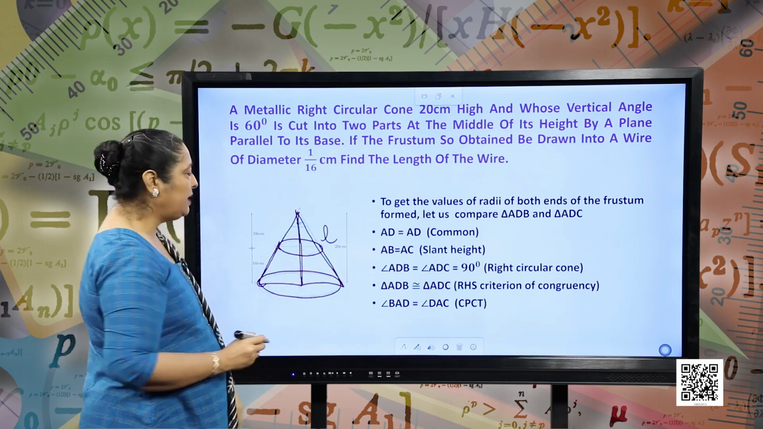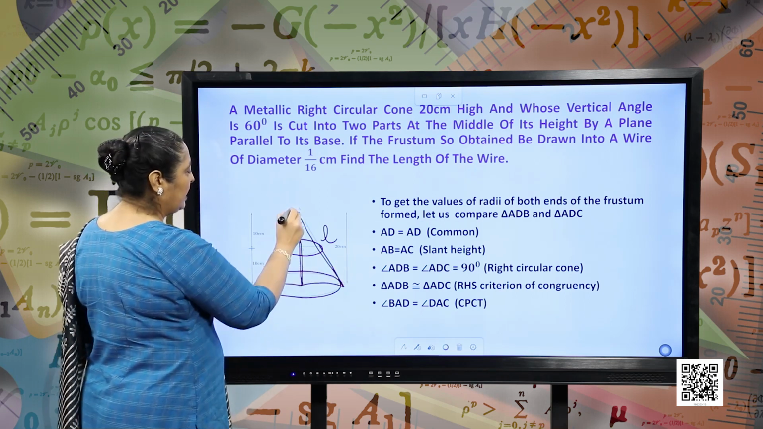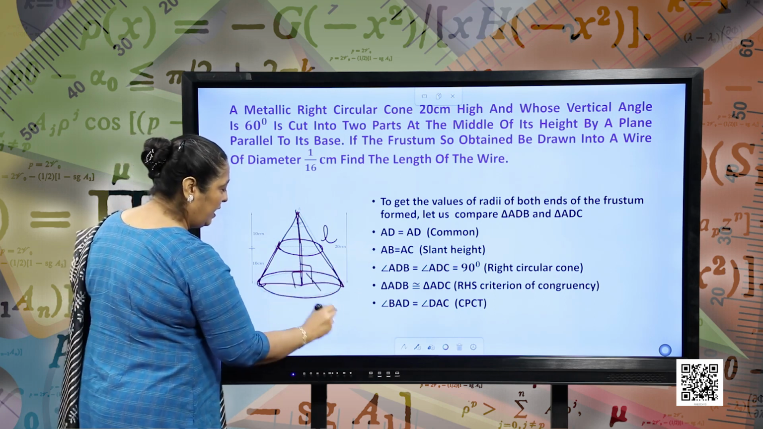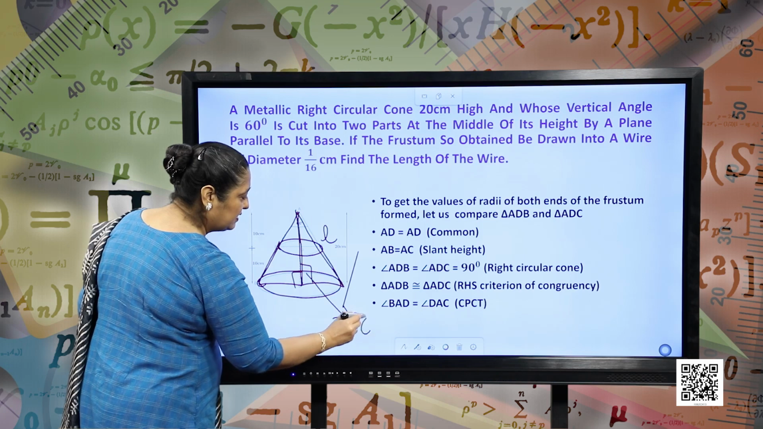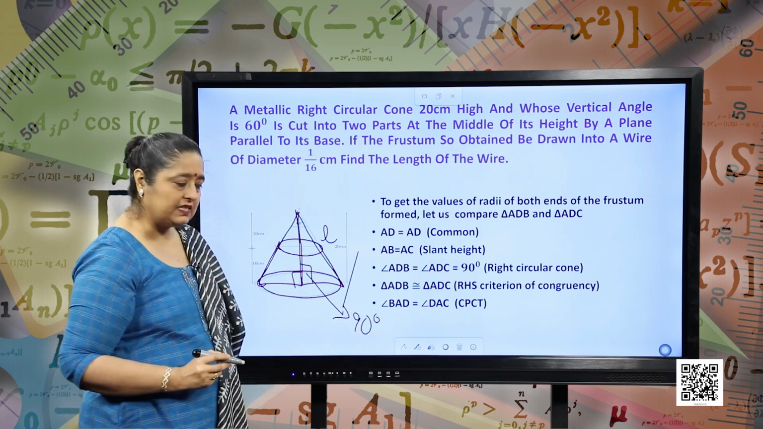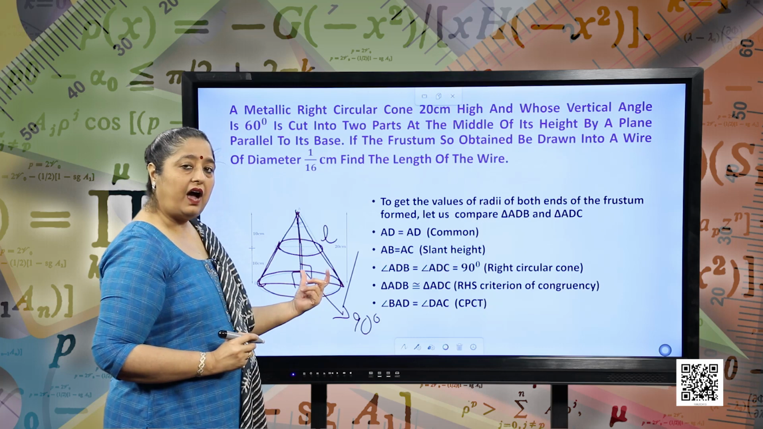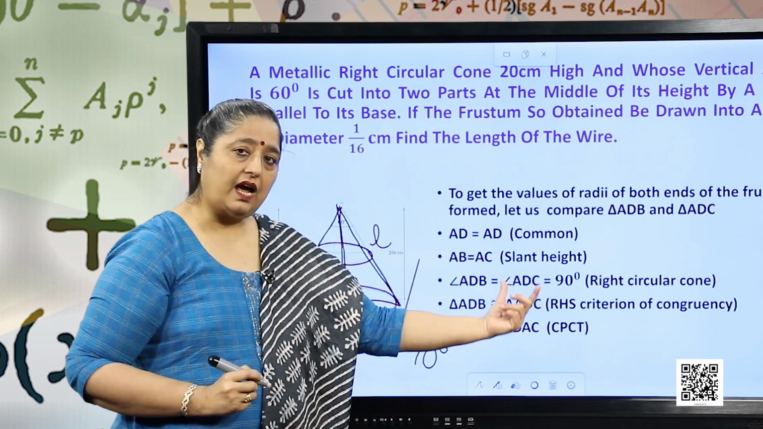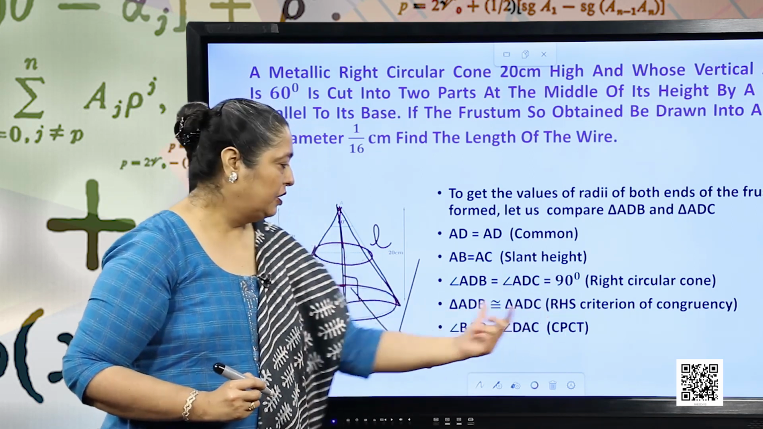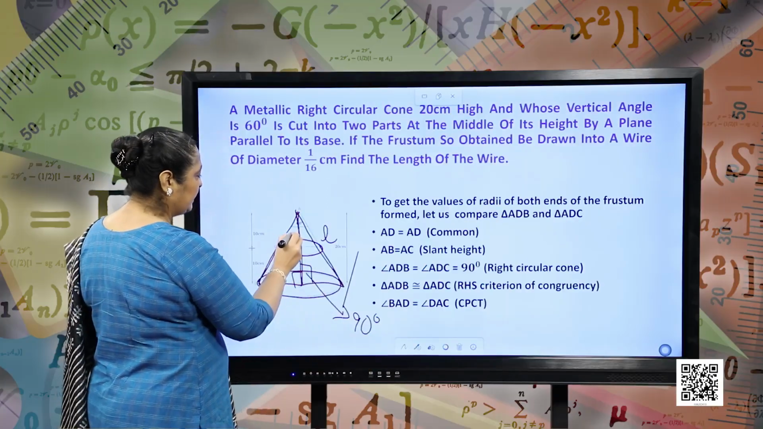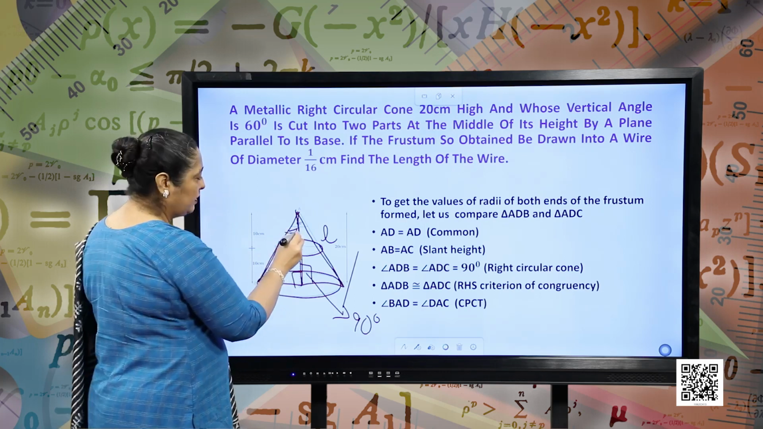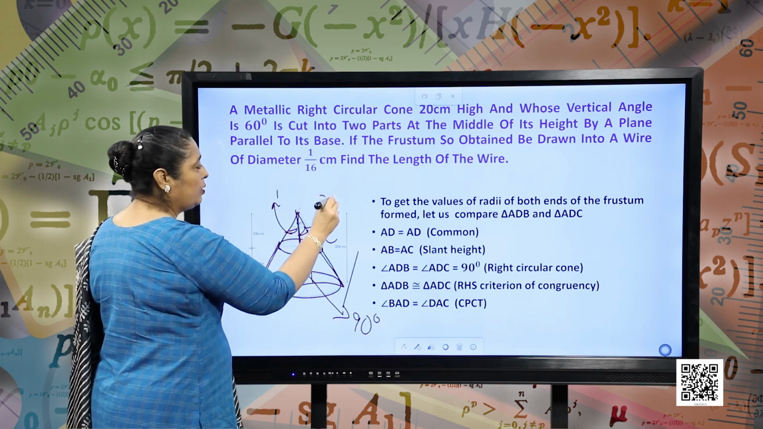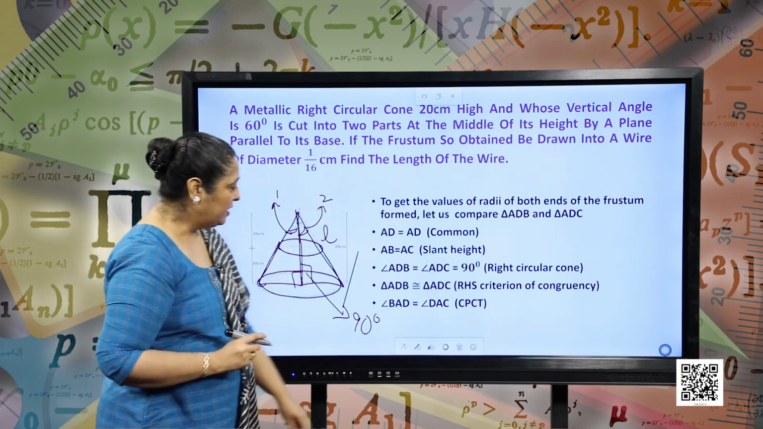Also, angle ADB is equal to angle ADC. Why? Because each of this angle is 90 degree. This is a right angle. So, these two triangles are congruent by RHS, that is right angle, hypotenuse, side. So, angle BAD, this angle, is half of the complete angle. So, this angle 1, this angle 2, both are equal. Okay? So, let us move forward.